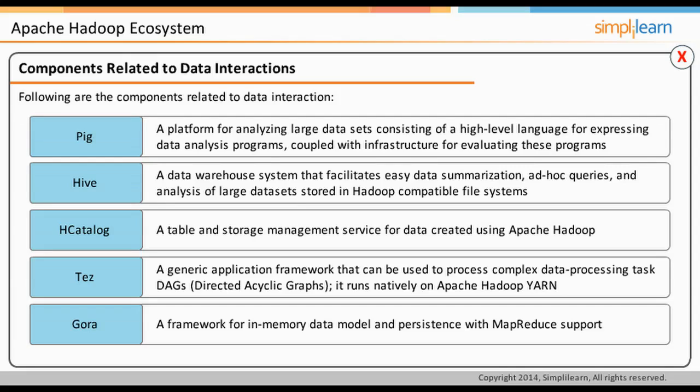Tez is a generic application framework that can be used to process complex data processing task DAGs, or directed acyclic graphs. It runs natively on Apache Hadoop Yarn. It provides SQL queries on top of Hadoop. Gora is a framework for an in-memory data model and persistence with MapReduce support.